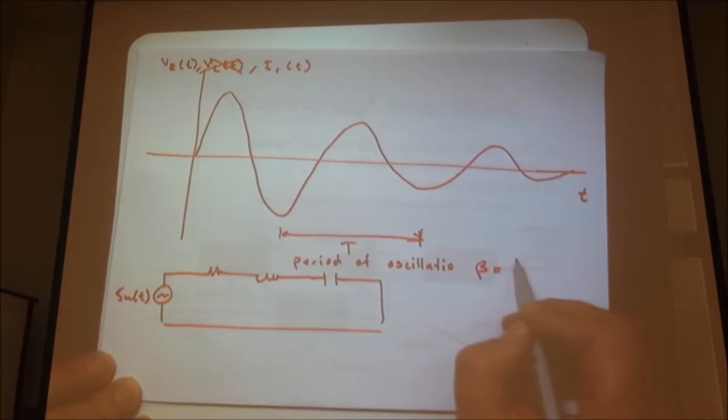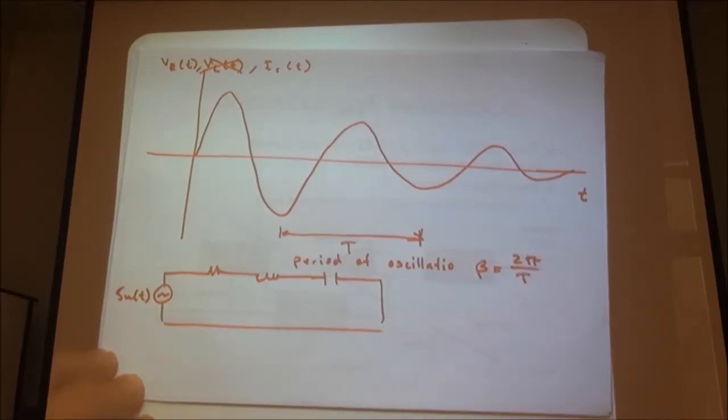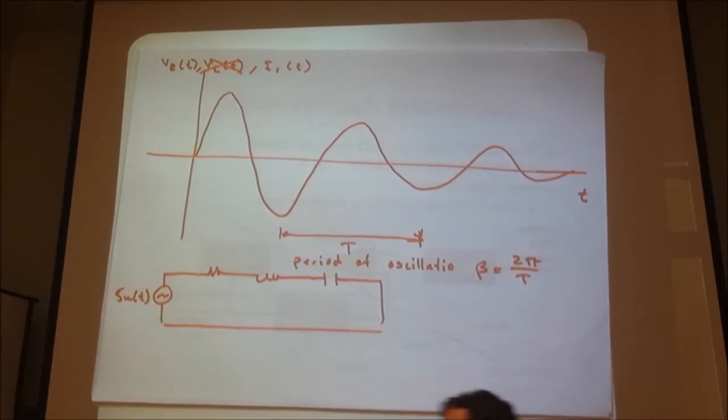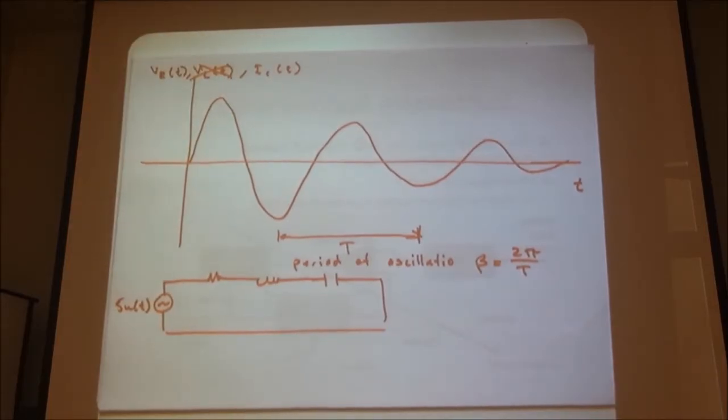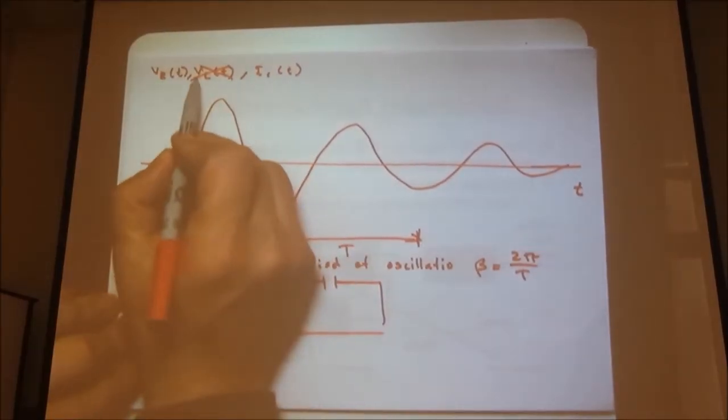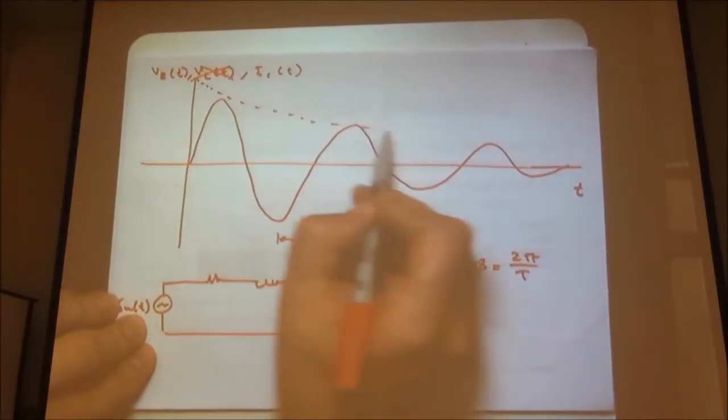Well, beta has a nice relationship, 2 pi over the period. So physically, in our circuit, if we know beta from taking the square root expression, omega naught squared minus alpha naught squared, we can find the period, and then we can find the oscillation. Again, this is an exponentially decaying sinusoid. T is our period in our sinusoid. Where's our exponential?